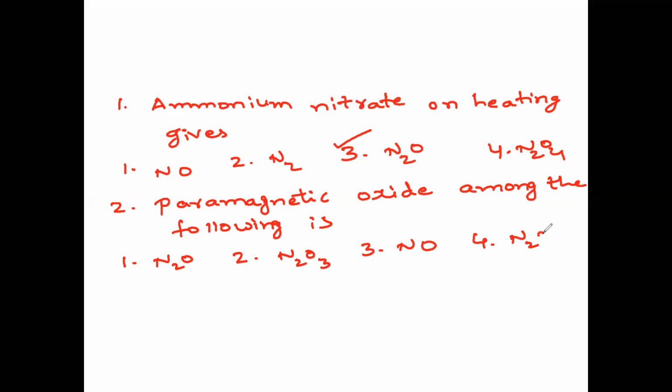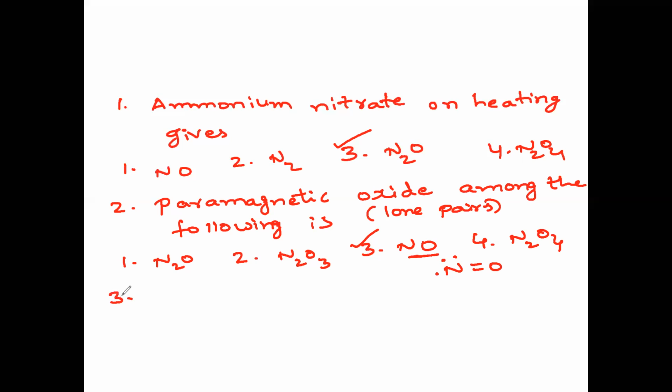So they are asking which is the paramagnetic oxide. Paramagnetic means which contains unpaired electrons. Only nitrogen monoxide, N double bond O, contains them, and it has two lone pairs, like this. So this is why it is paramagnetic in nature. I hope it is clear.